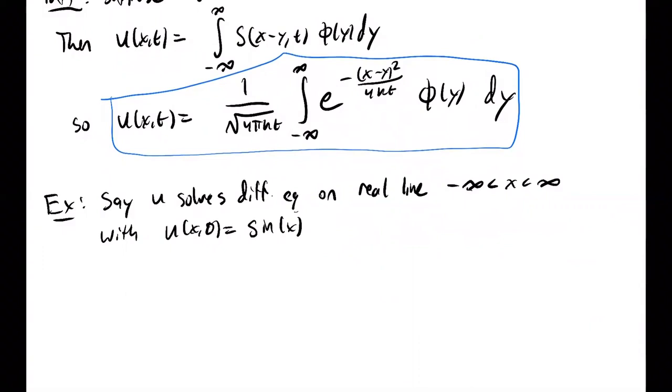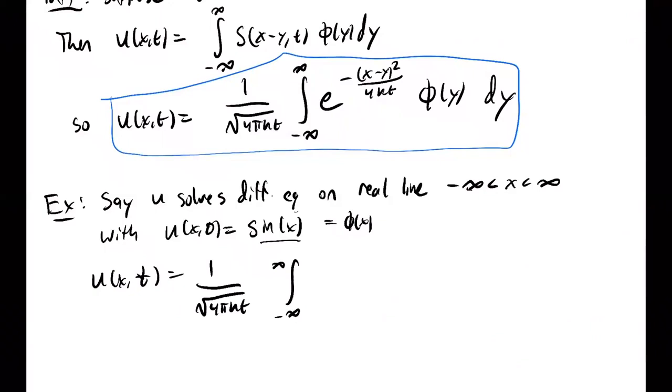And so then what is the solution? The solution is given by this integral. All I have to do is plug in my initial data, this is my phi, and then I have the solution. So there's no real work now that we know the formula. Well, what is phi? Phi is just sine of y.